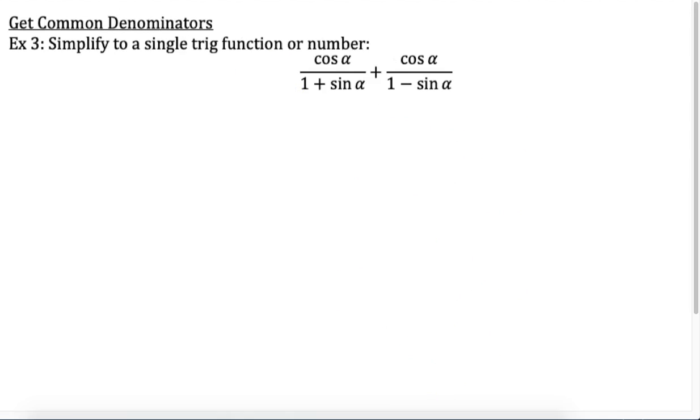The next strategy that we want to take a look at is whenever we're adding fractions together. We may have to get common denominators. So let's take a look at this example: cosine over 1 plus sine plus cosine over 1 minus sine. To add these together, we need to get common denominators. So I would need to multiply this by 1 minus sine of alpha.